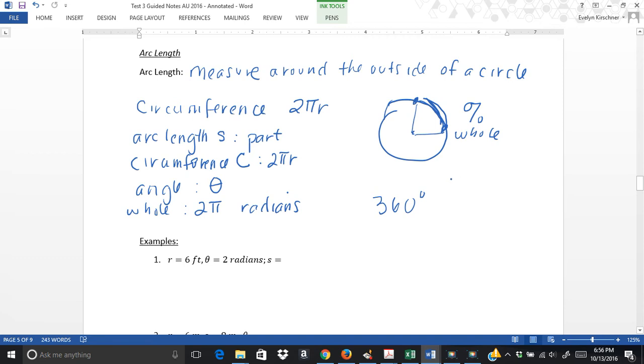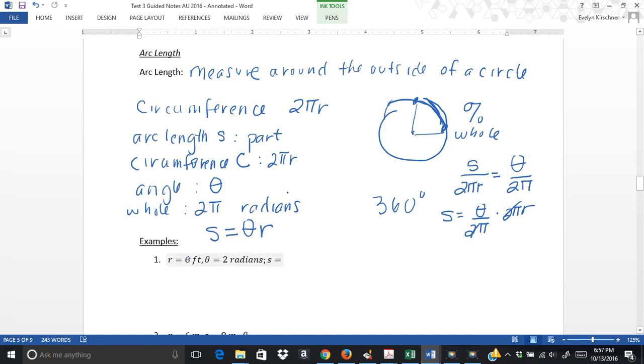So what I have is S over 2 pi r equals theta over 2 pi. And I can solve for S, so S is theta over 2 pi times 2 pi r. Those go away, so it turns out that my arc length S is just theta times r, as long as theta is in radians. Okay, it's always about the part for the whole.